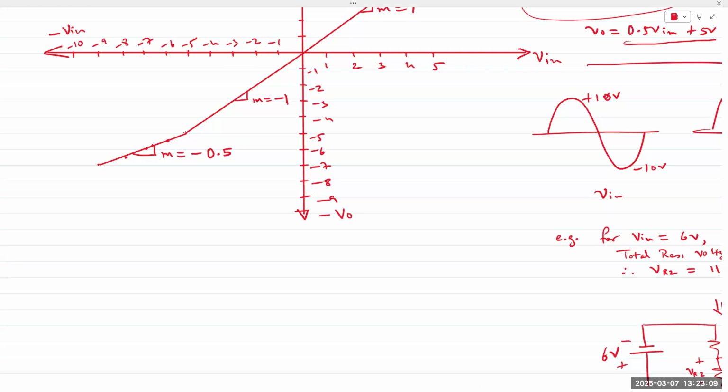Okay. Zener diode will hold 5 volts constant across it, always consumes 5 volts. So output will always be half of what you apply as the input. And that's why we get a slope of 0.5.